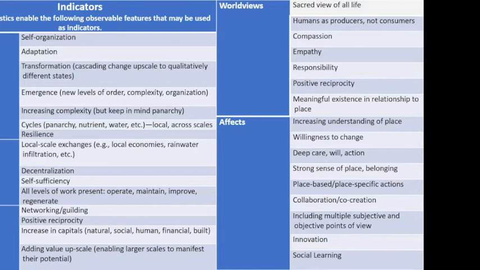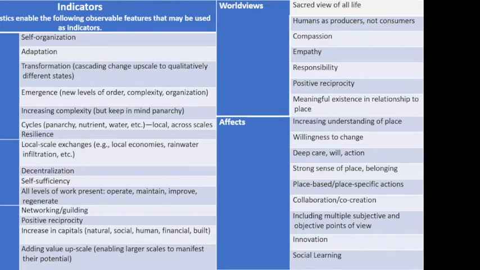So from those regenerative characteristics and principles, we can come up with indicators that will tell us whether or not our system is becoming more or less regenerative. Systems are always in this process of becoming, either more regenerative or less regenerative. And the indicators will help us know which direction our system is moving in.